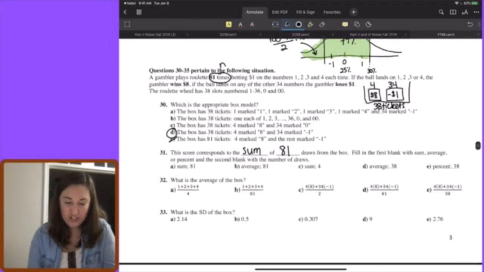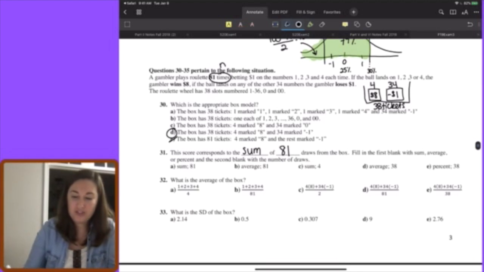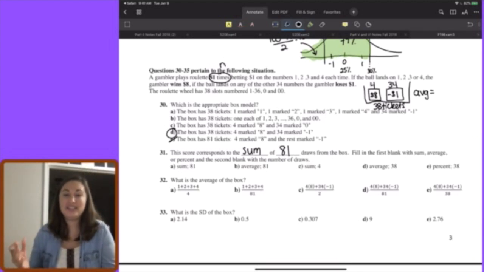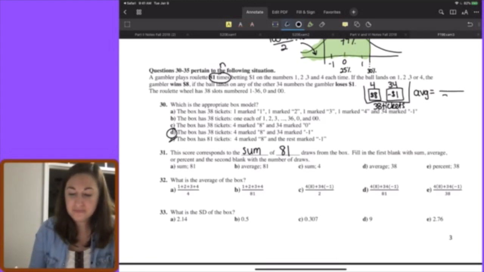What is the average of the box? The average of this box, if I was going to calculate it, is just adding up all the tickets and dividing by 38. So here I would add up these 4 8s. You can also do 4 times 8. And then I would add up these 34 negative 1s.